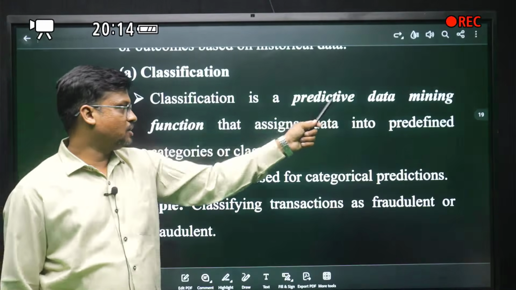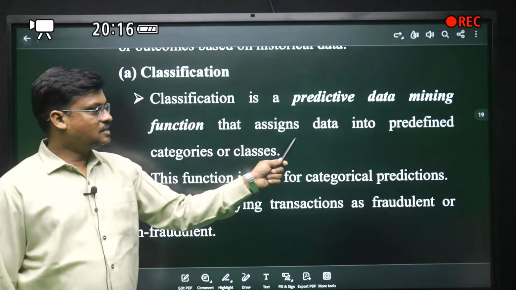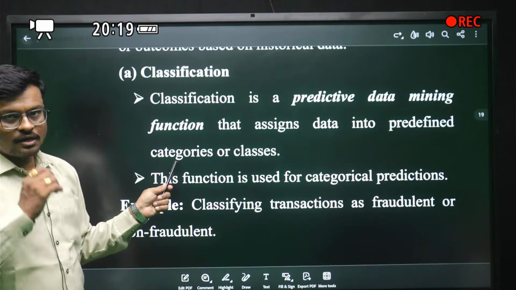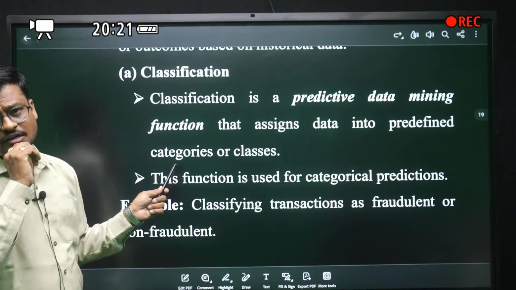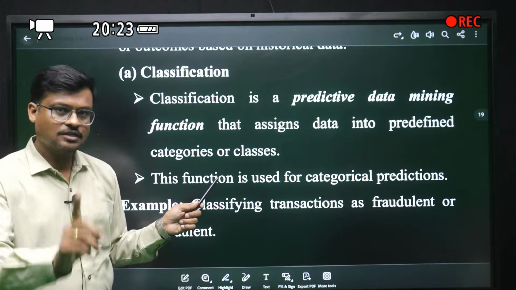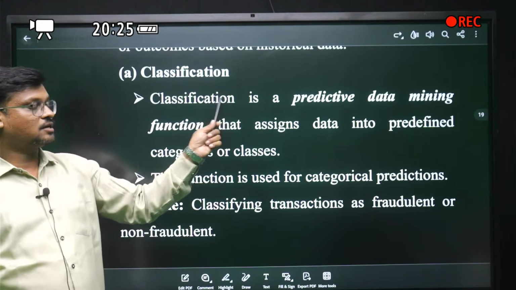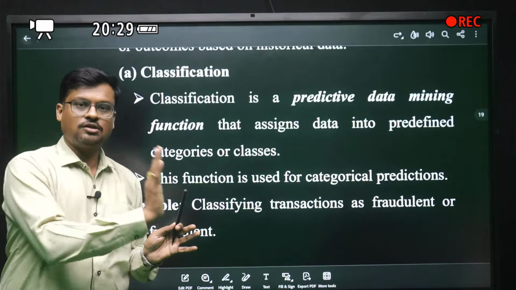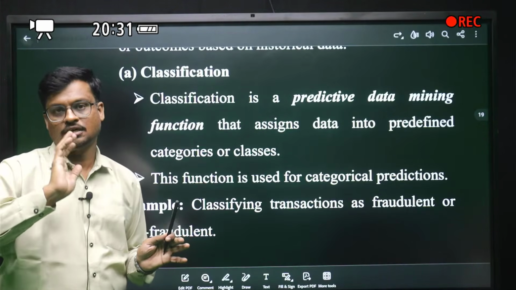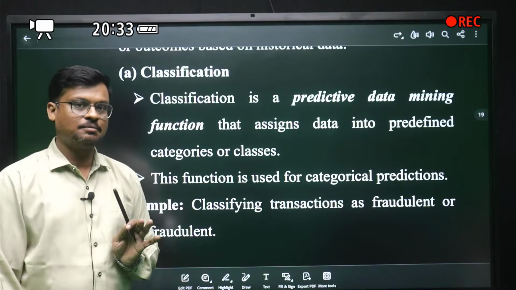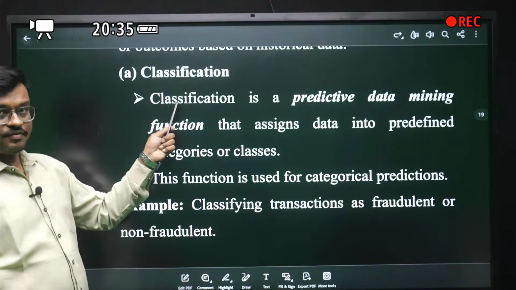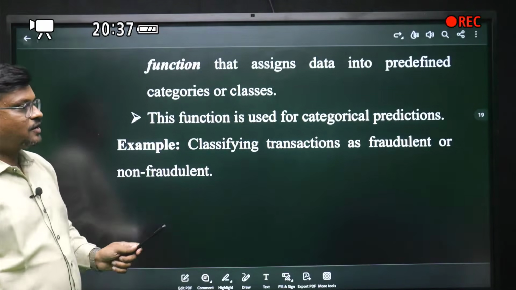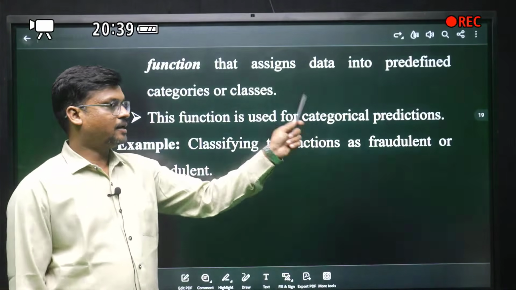Classification is a predictive data mining function that assigns data to predefined categories or classes. Every data object in your data warehouse must have a class label, 100%. That is your classification technique. Every data object that comes into your data warehouse should be classified into a class label or a category. This function is used for categorical predictions.